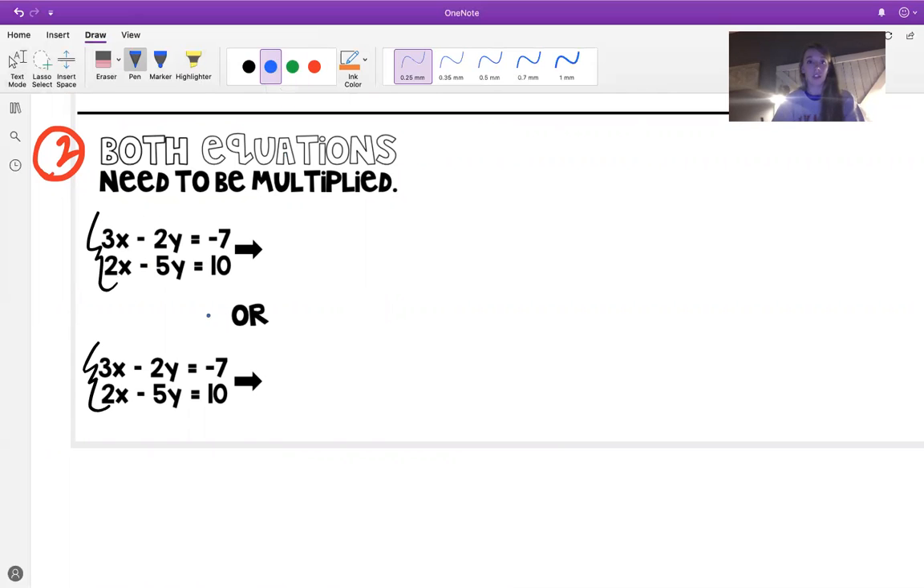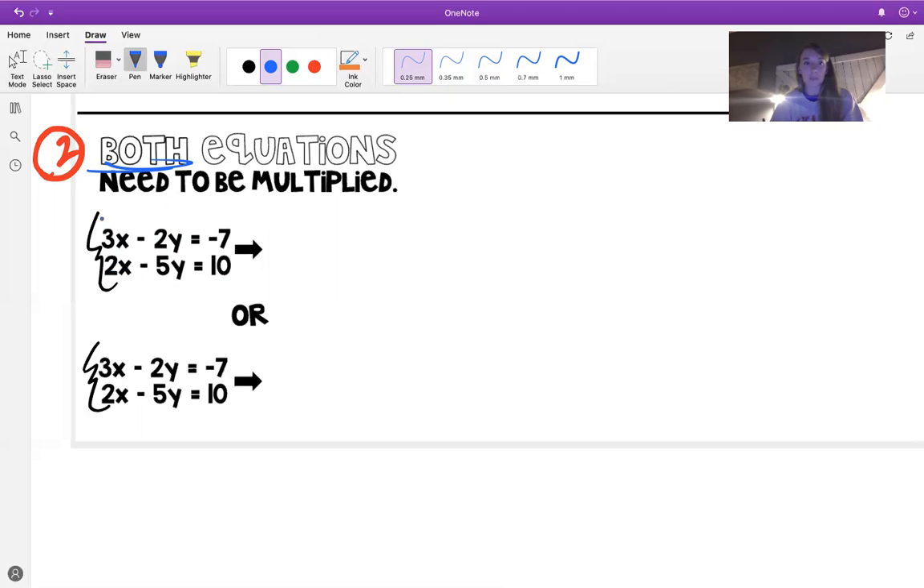So again, we want our coefficients to match. Now, automatically I see this 2 and this 2, but because they are with different variables, you can't count those as being coefficients that match. It has to be my x's matching up and my y's matching up. So I noticed that I'm probably going to have to multiply both of these equations in order for them to have a matching coefficient. I see right here I have a 3 and a 2.